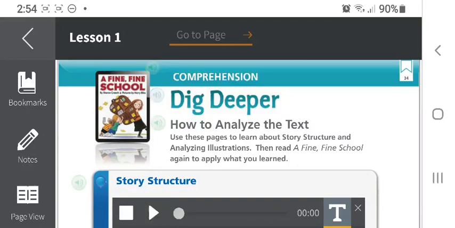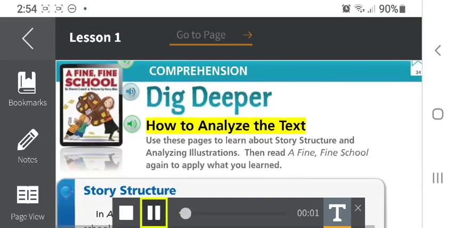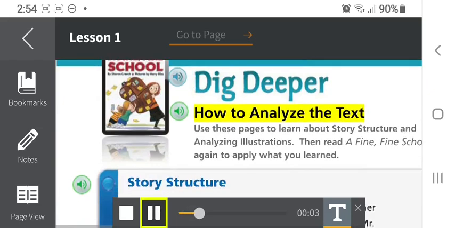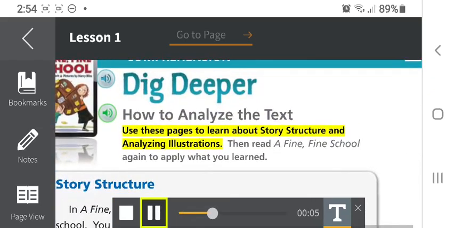Comprehension. How to analyze the text. Use these pages to learn about story structure and analyzing illustrations. Then read A Fine, Fine School again to apply what you learned.